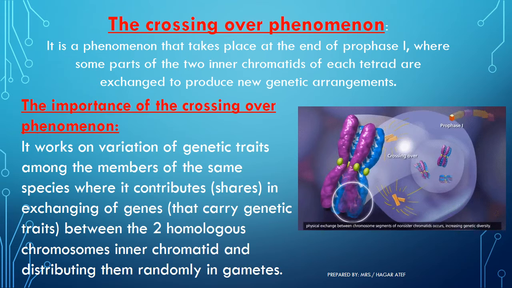The crossing over phenomenon. It is a phenomenon that takes place at the end of prophase 1, where some parts of the two inner chromatids of each tetrad are exchanged to produce new genetic arrangements. The importance of the crossing over phenomenon: it works on variation of genetic traits among the members of the same species, where it contributes to exchanging genes that carry genetic traits between the two homologous chromosomes, inner chromatids, and distributing them randomly in gametes.